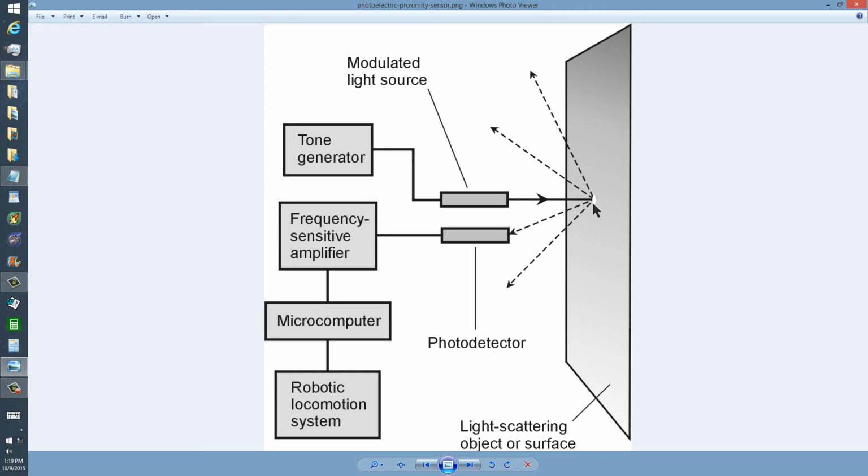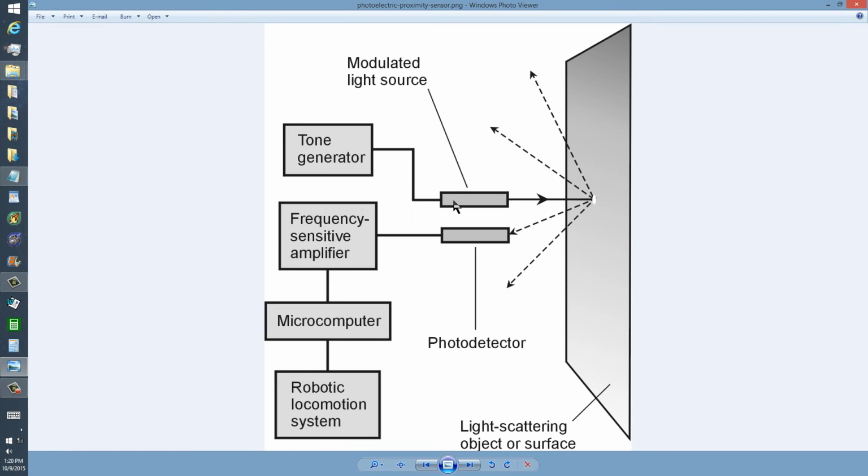That is in contrast to the capacitive proximity sensor, in which case the approaching or nearby object must be an electrical conductor. This doesn't have to be. It can be a white painted concrete wall or anything that'll scatter light. It doesn't have to even be flat, as long as it will scatter the light.